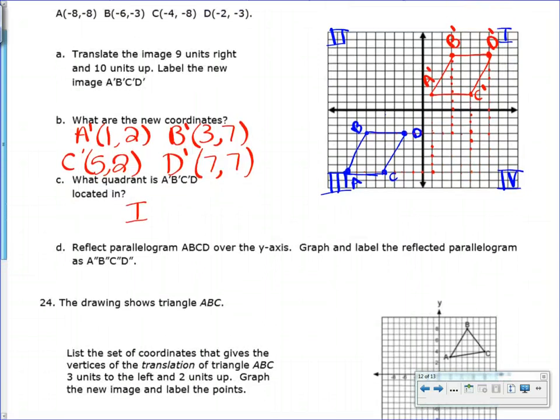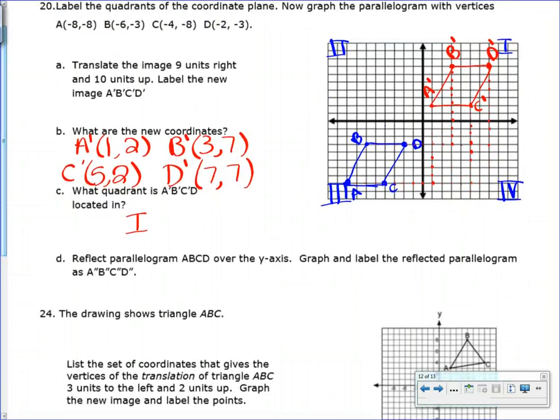Reflect the parallelogram over the y-axis. So we're going to take our parallelogram and flip it over the y-axis. Label that double prime. And there's your new image.